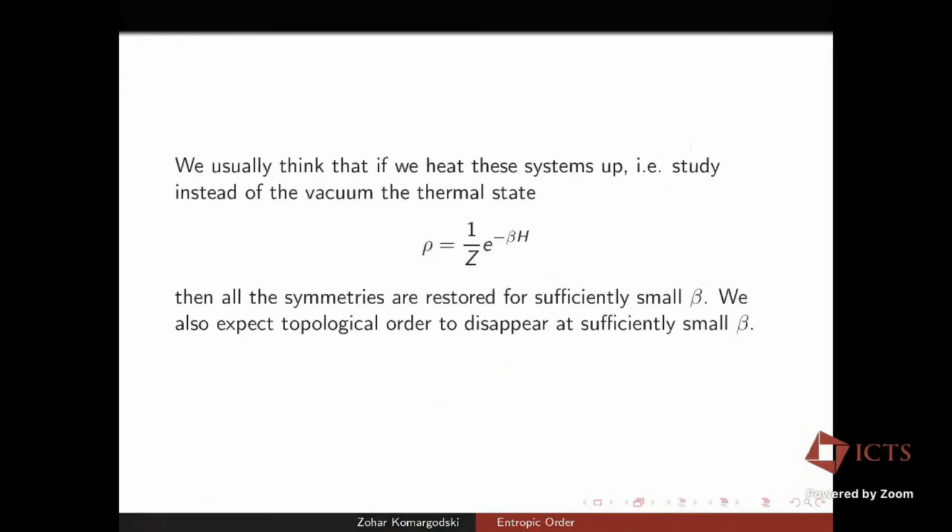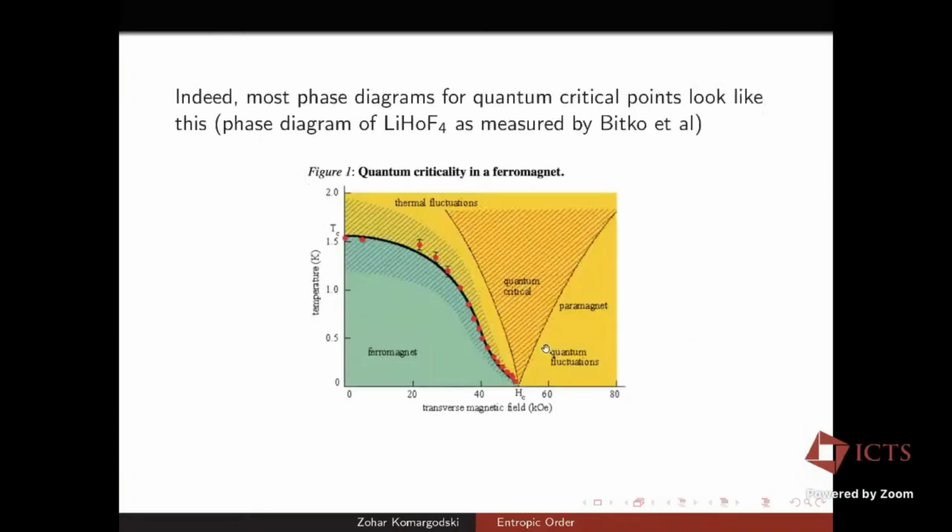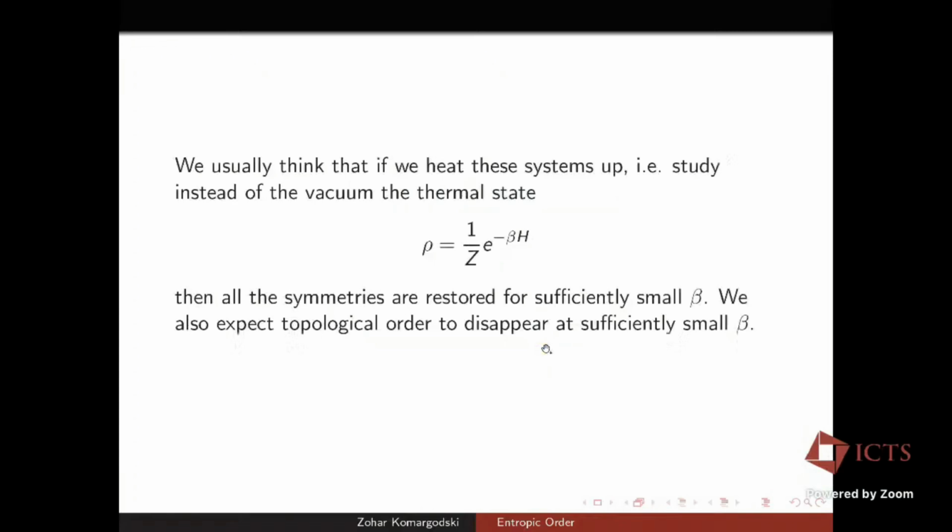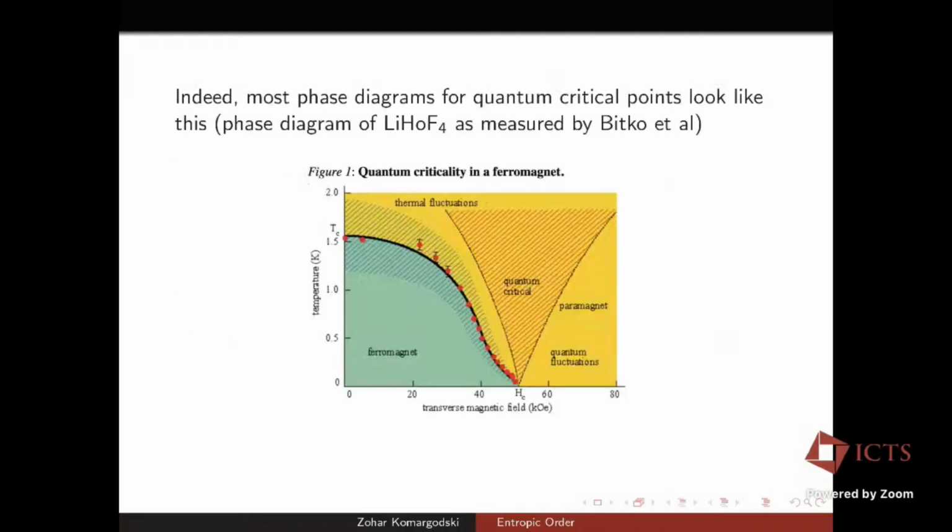This is the usual intuition, and formally we have this thermal density matrix, or the thermal Gibbs ensemble if you're in classical physics, and we say that all the symmetries are restored for a sufficiently small beta. Also, if you're interested in topological order or various other kinds of order, the intuition is the same: at small enough beta, any such order would disappear. And of course, we see that in experiments.